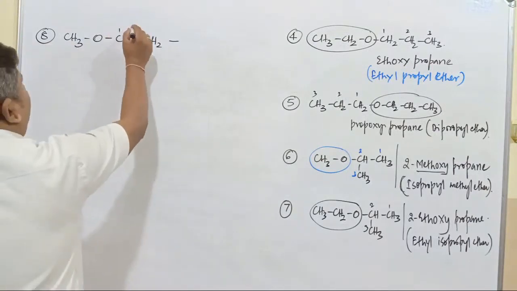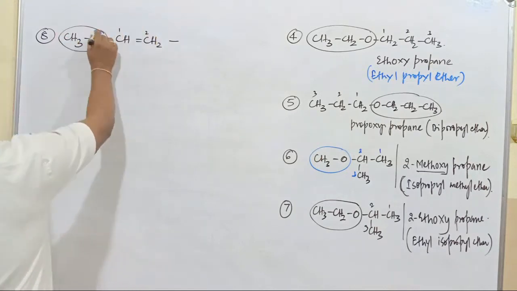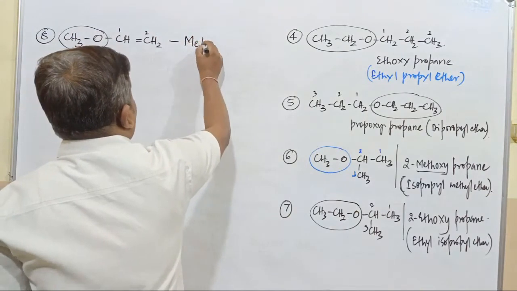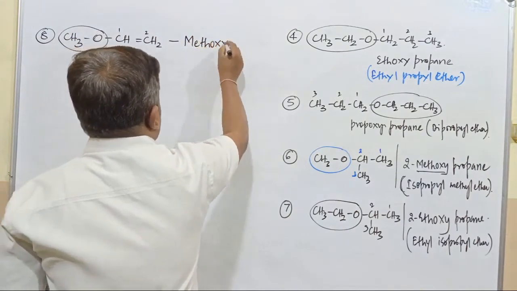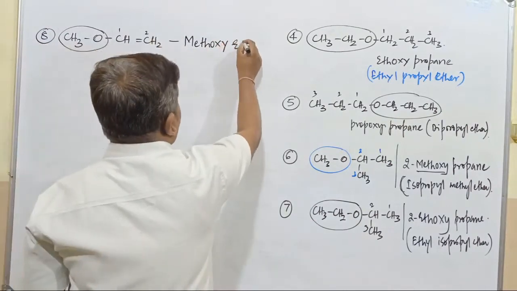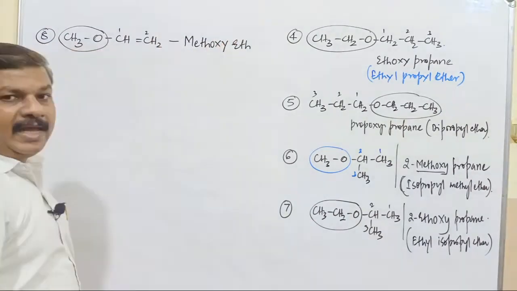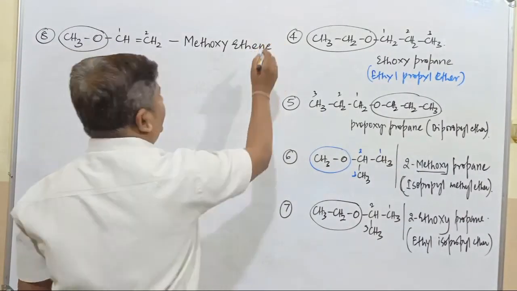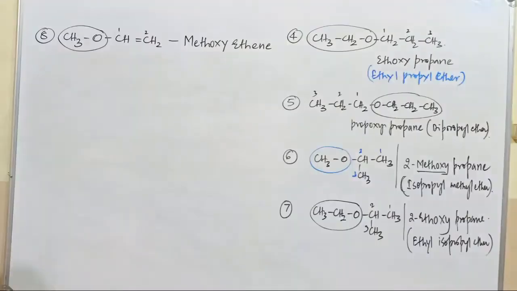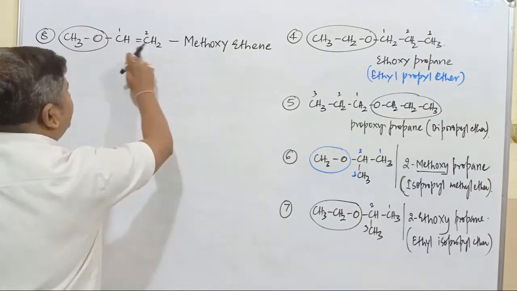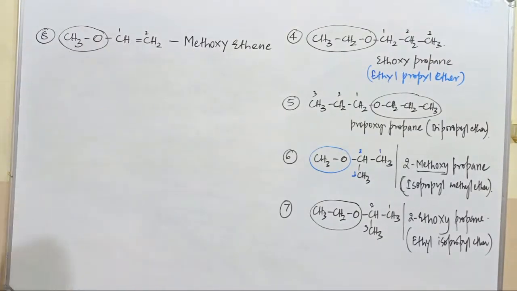This is number 1, this is number 2. This group is known as what? Methoxy. CH3 with oxygen is methoxy. On this side, the 2 carbon atoms with a double bond make it ene rather than ane. So it is known as methoxyethene. Methoxy is because of OCH3, and ethene is because of 2 carbon atoms with a double bond.